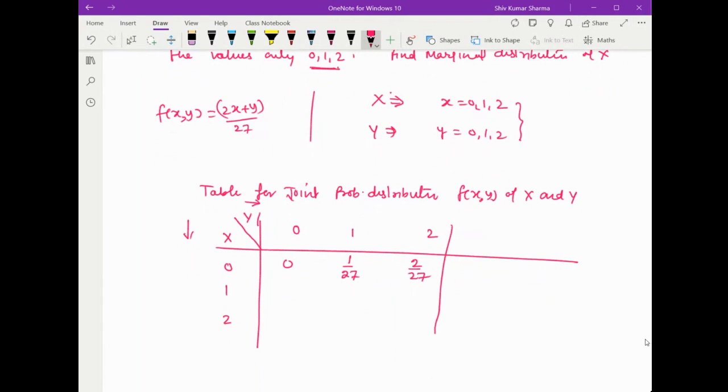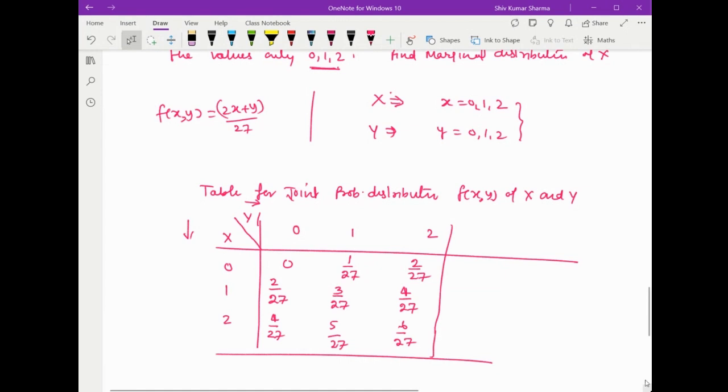Similarly, the second value, when we put x equal to 1 and y equal to 0, gives us 2 upon 27. When we put x equal to 1 and y equal to 1, 2 plus 1 is 3, so this is 3 upon 27. When we put x equal to 1 and y equal to 2, it gives us 4 upon 27. For x equal to 2, 2 to the 4, 4 by 27. X equal to 2, 4 plus 1, so this is 5 by 27. X equal to 2 and y equal to 2 gives 6 by 27.